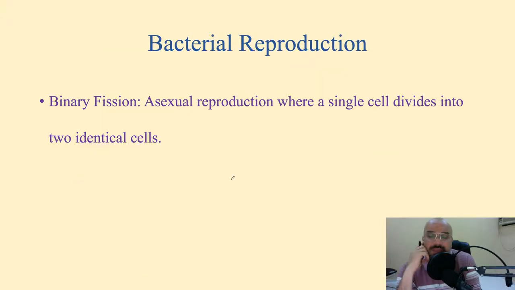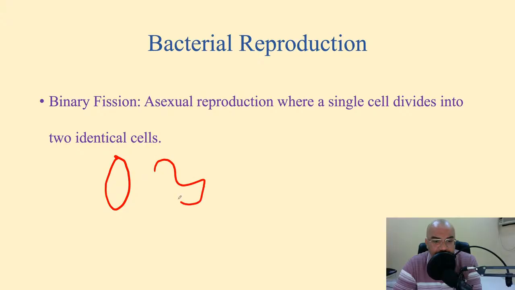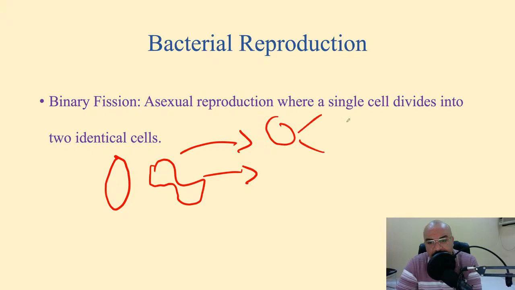How does the bacteria reproduce? We're talking about binary fission, which means the normal reproduction of the bacteria. When we have one bacterium, the division will happen, and we will end up with two bacteria, and these two also will be divided into two, and so on. So this is how the bacteria divides.